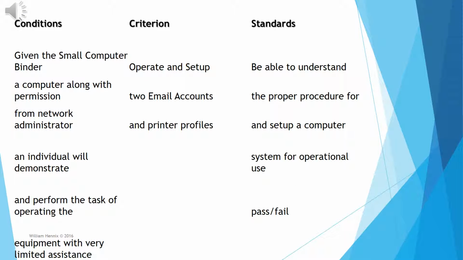The next phase of a detailed task analysis is the conditions, the criterion, and the standards. The conditions are what you will give the student to complete a particular task. The criterion is what the student must accomplish, and the standards, how well you want them to complete that particular task. It can be a grading from 80 to 100%, or it could be something as simple as pass or fail. These are all part of the detailed task analysis.